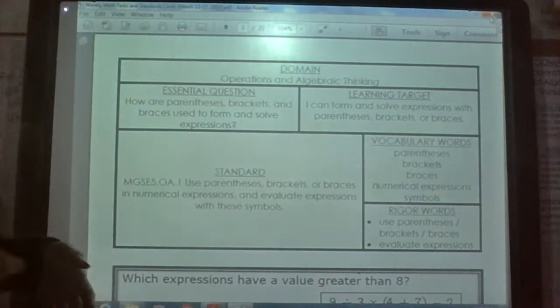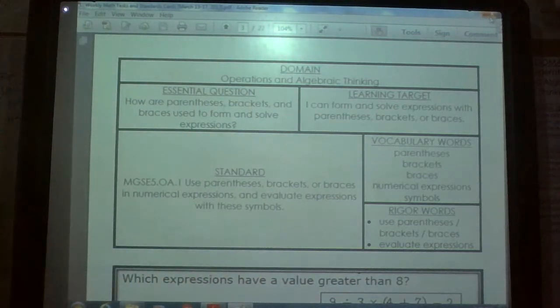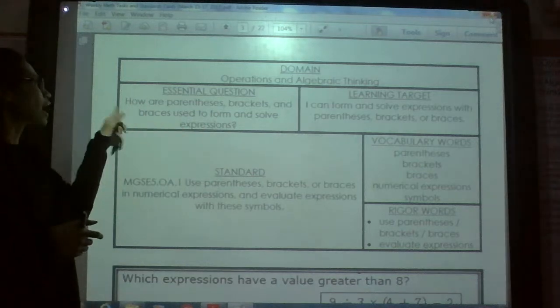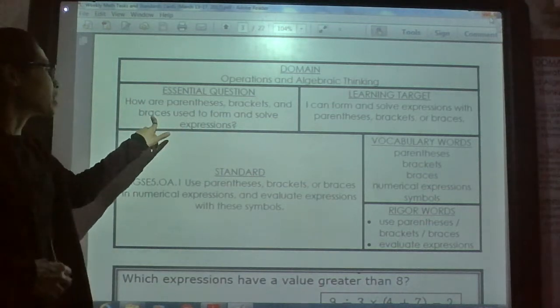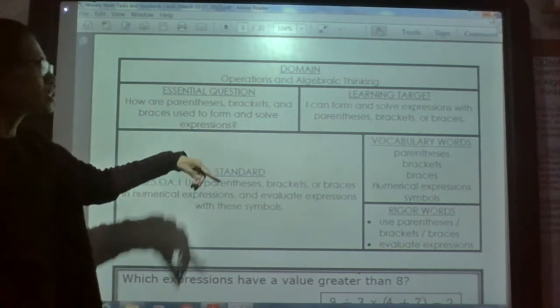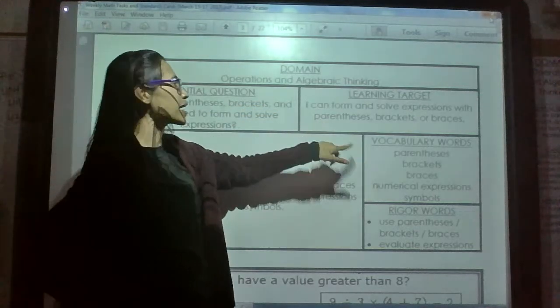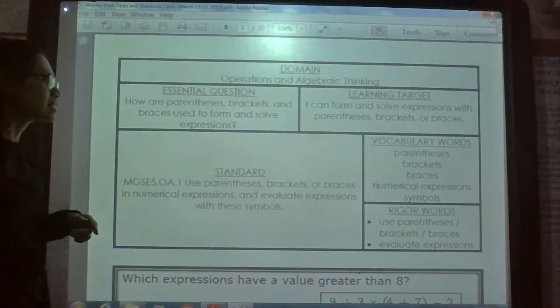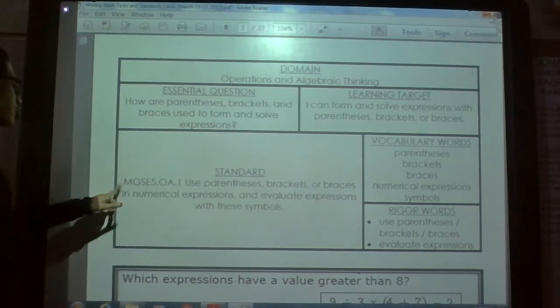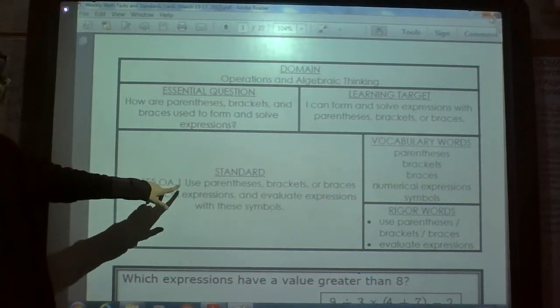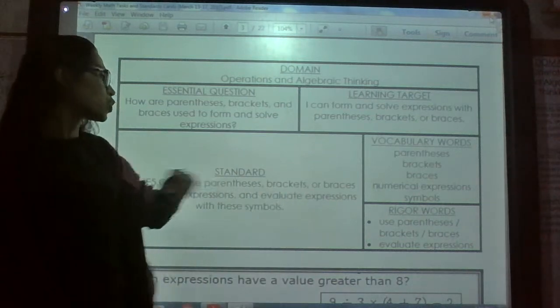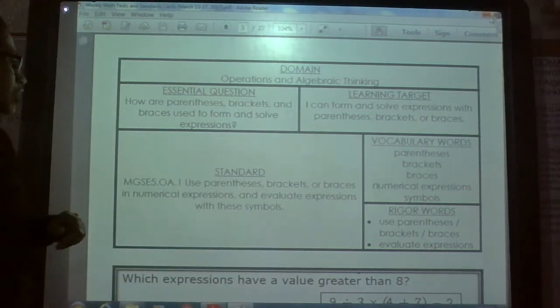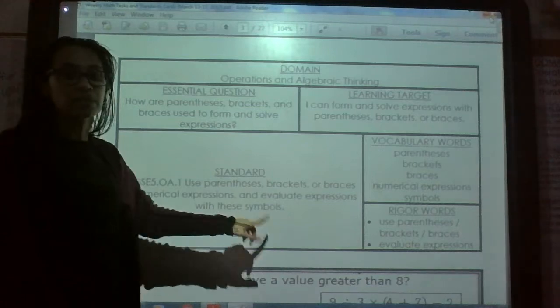So let's read that domain. It says operations and algebraic thinking. Essential question: how are parentheses, brackets, and braces used to form and solve expressions? Our learning target is: I can form and solve expressions with parentheses, brackets, or braces. Read the standard with me, MGSE5.OA1. Use parentheses, brackets, or braces in numerical expressions and evaluate expressions with these symbols.